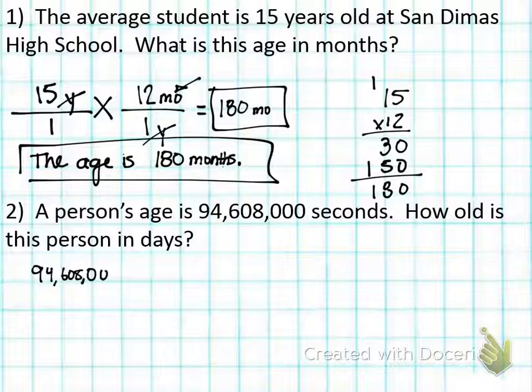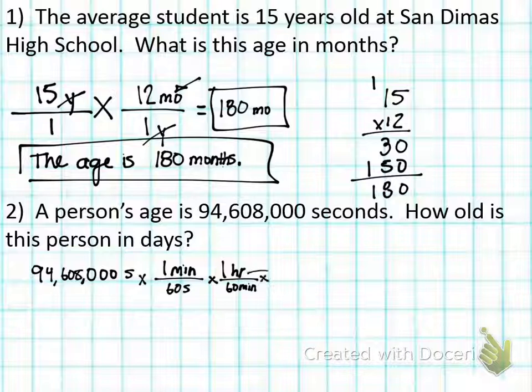94,608,000 seconds, okay? So I need to figure out how do we get from seconds to days, okay? So if this is seconds, I need to find a conversion factor. So seconds were up top, so I want to put seconds in my denominator. So I know there are 60 seconds in 1 minute, okay? And since I have minutes again, I'm going to put them in the denominator. We have, in 60 minutes, we have 1 hour. And in one day, we have 24 hours, right? We want to end off in days, okay? So those are my labels.